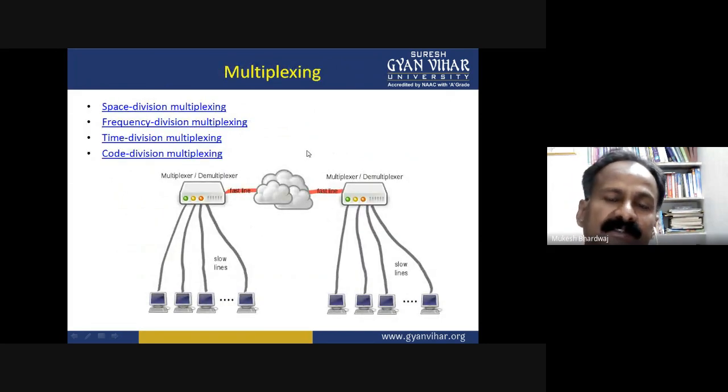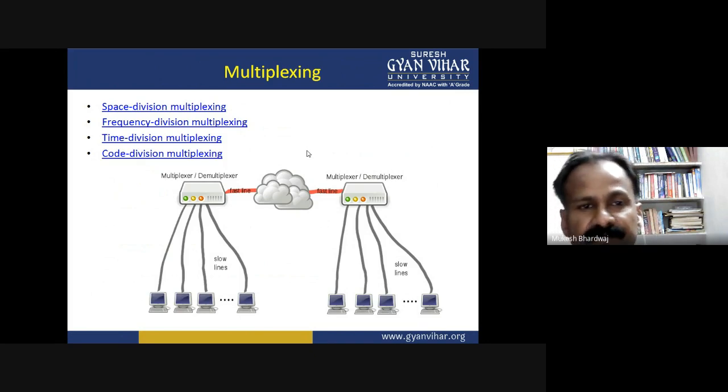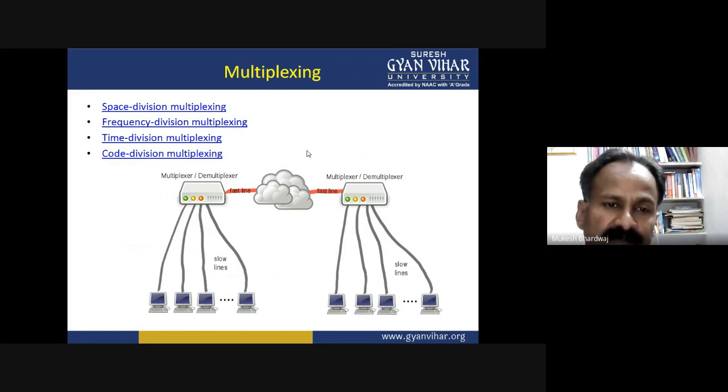So, multiplexing is the simultaneous transmission of many signals through a single channel. There are various types of multiplexing: time division multiplexing, frequency division multiplexing, code division multiplexing, space division multiplexing. So, multiplexing is the simultaneous transmission of many signals through a single channel.